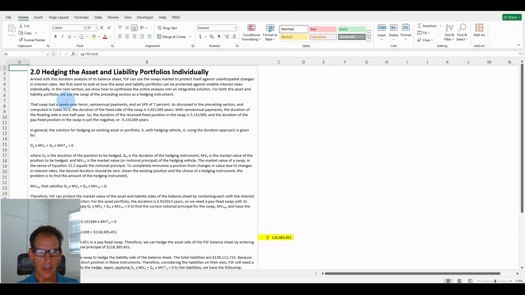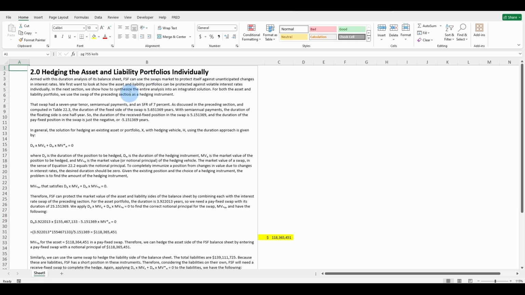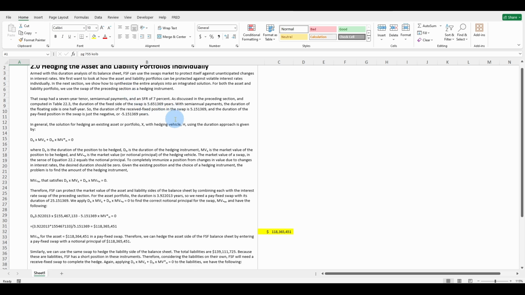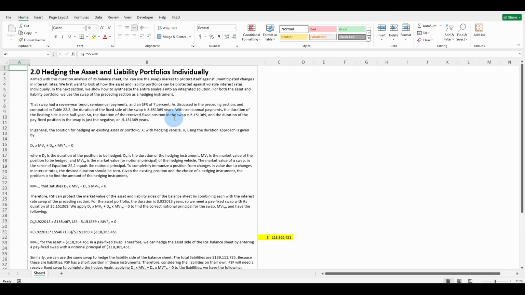Armed with the duration analysis of its balance sheet, FSF can use the swap markets to protect itself against unanticipated changes in interest rates. We first want to look at how the asset and liability portfolios can be protected against volatile interest rates individually. In the next section, we show how to synthesize the entire analysis into an integrated solution. For both the asset and liability portion, we use the swap of the preceding section as a hedging instrument.